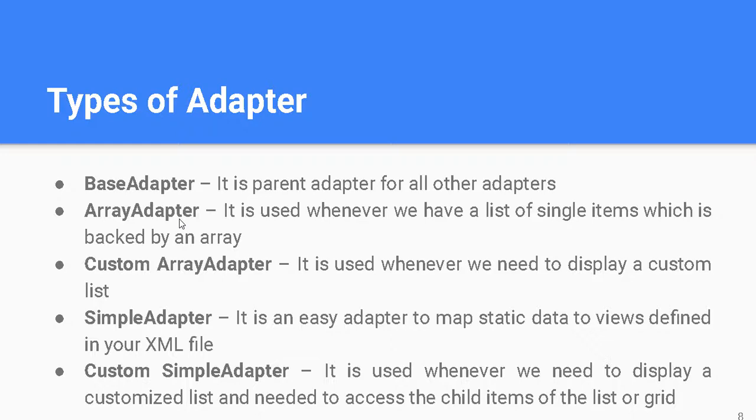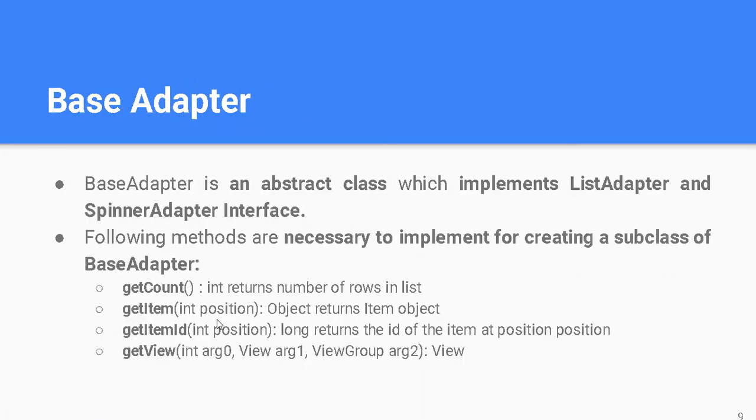Array adapter is used to display single items like an array. Using a custom array adapter, we can create a customized form of list. Using simple adapter, we can make an adapter with a single static data item to view, defined in the form of an XML. And using the simple adapter, we can customize our adapter also. So let us revise our base adapter.